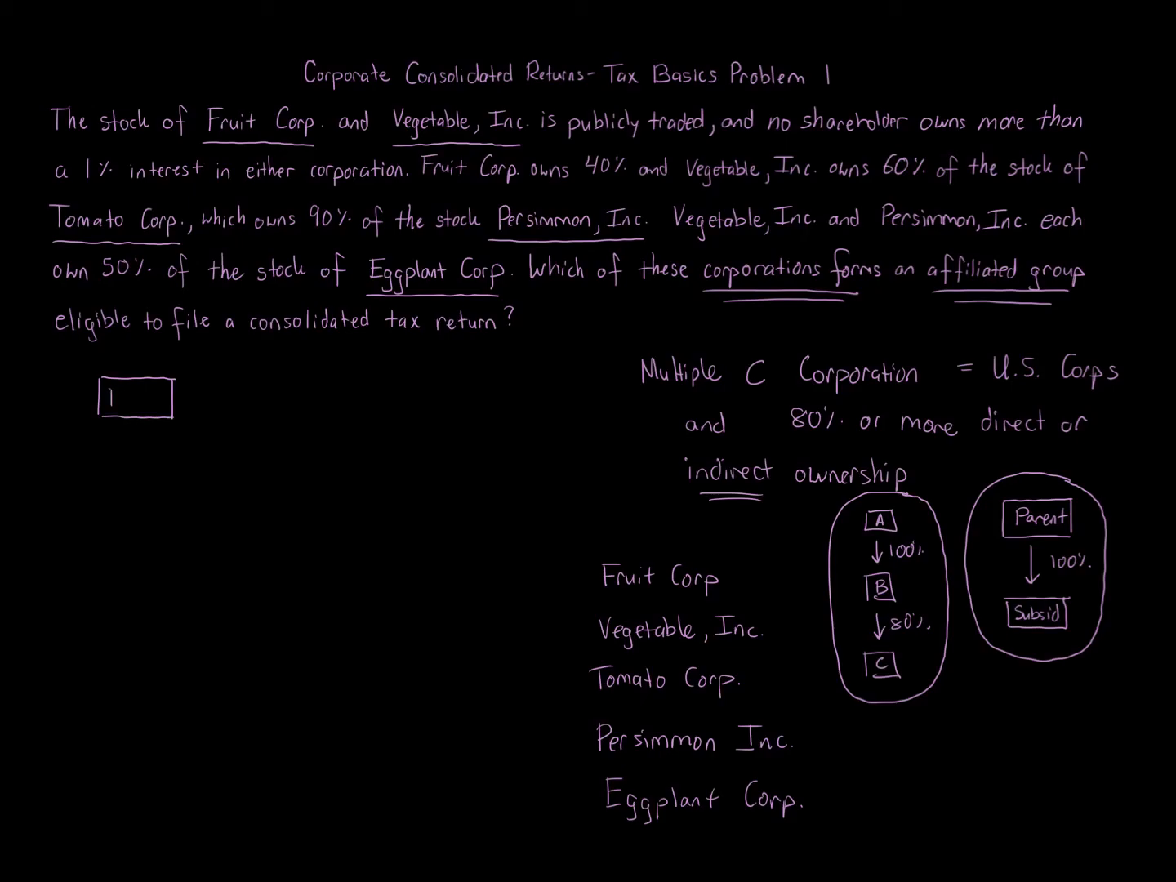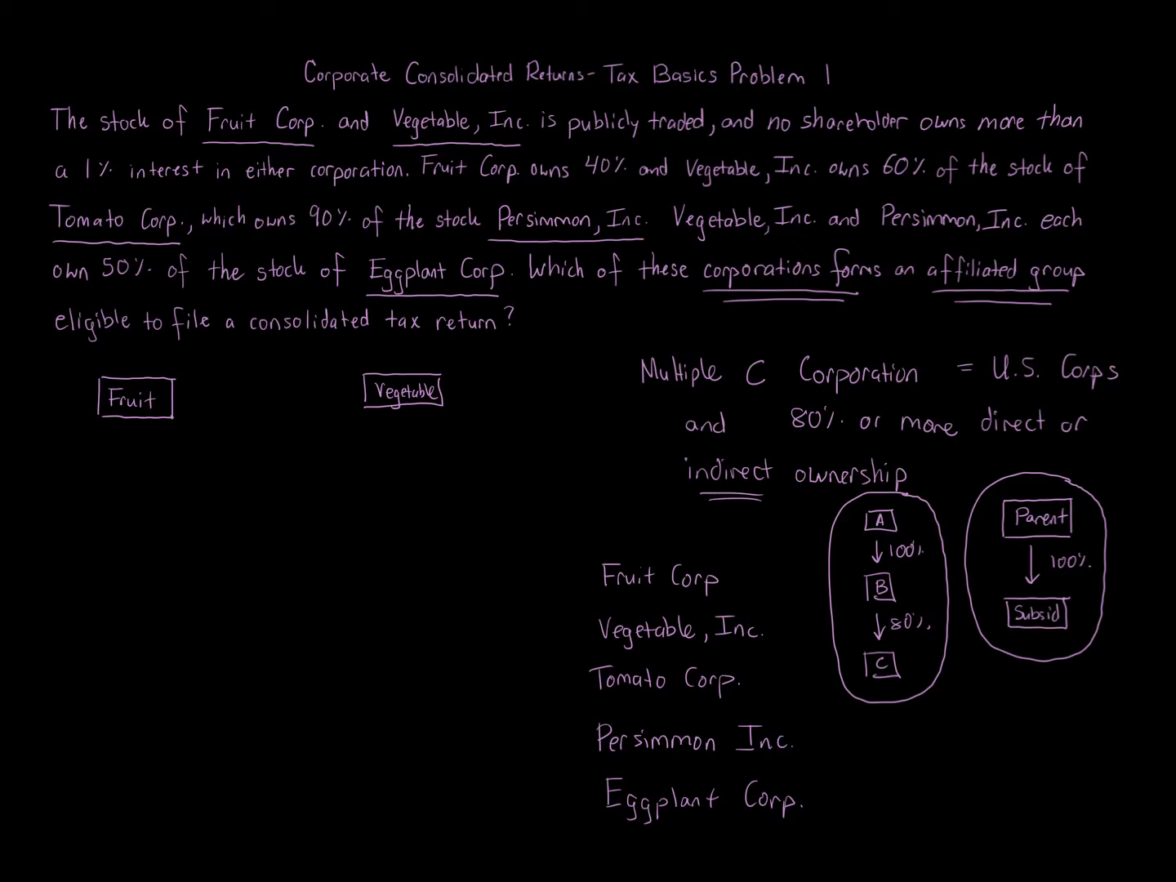I'm just going to use the first names, Fruit Corp, and we've got Vegetable Inc. Put Vegetable Inc. over here. So Fruit and Vegetable Inc. And again, we do rectangles for C corporations. And they're both publicly traded, and no shareholder owns more than 1% interest in either corporation. So that means basically that you're not going to have anybody above these that are going to get consolidated because nobody owns 80% or more. That's what I'm trying to say there.